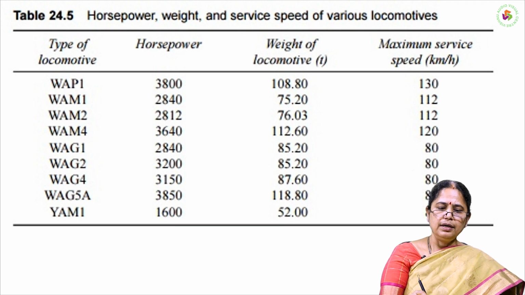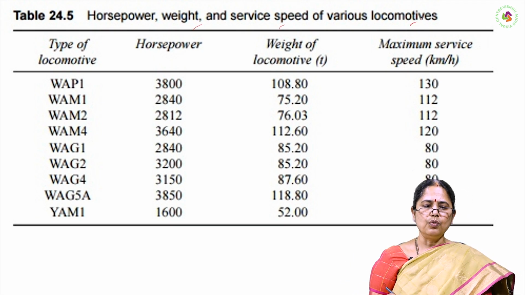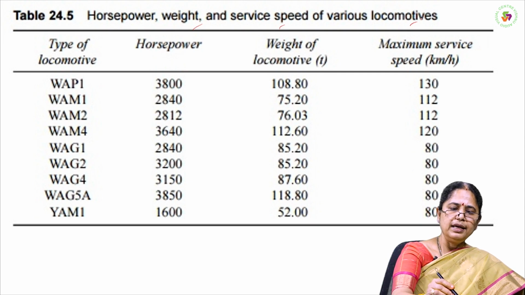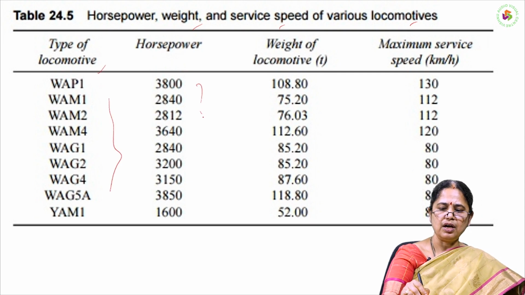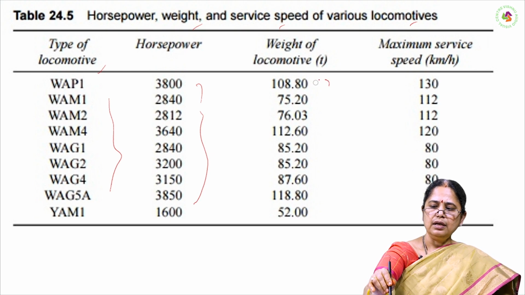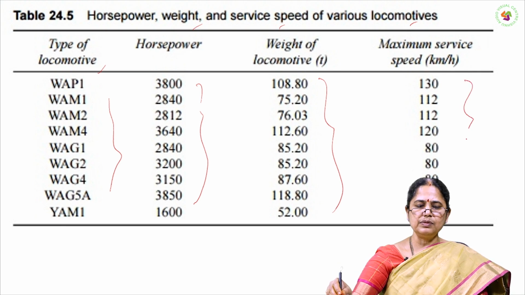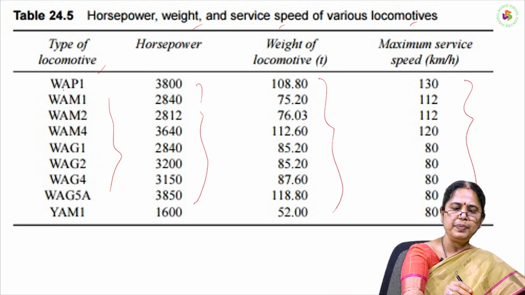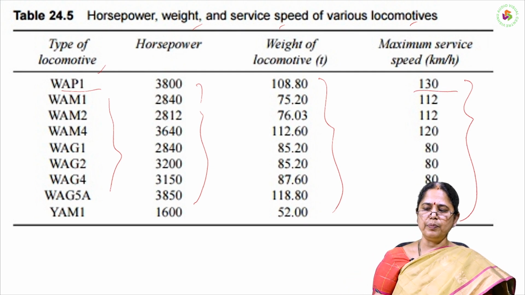This table shows the horsepower, weight, and service speed of various locomotives. Here they have given the type of locomotives and the horsepower required for movement of the vehicle, this is the weight of the vehicle, and this is the maximum speed. So WAP1 gives the maximum speed of 130 km per hour.